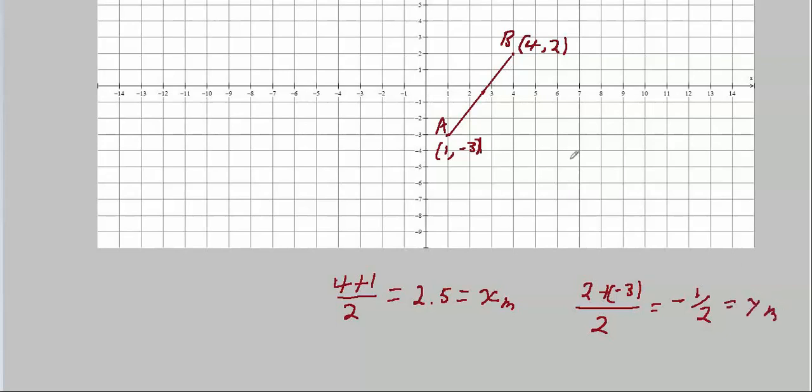So, this point right here is the point 2.5, comma, minus 1/2. That's that point right there, which we can label now as M. That is our midpoint. See? Not tough at all.